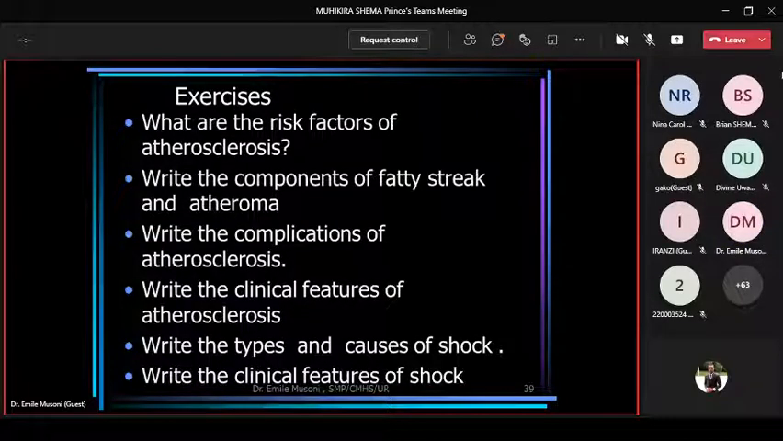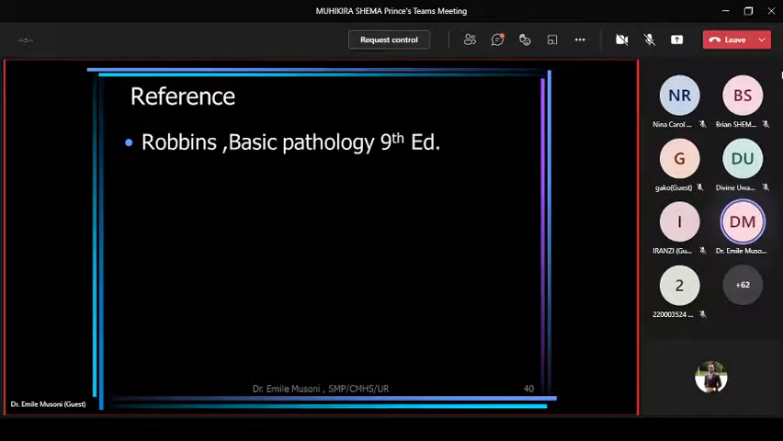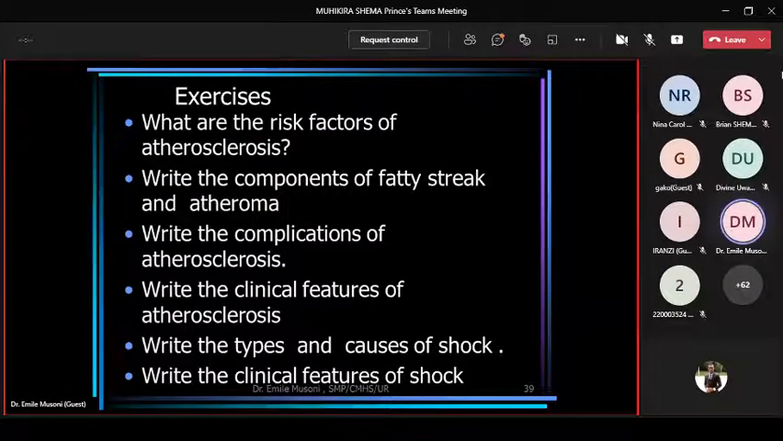So concerning atherosclerosis and shock, these are some exercises to be done by yourself. Any question before we go to break?